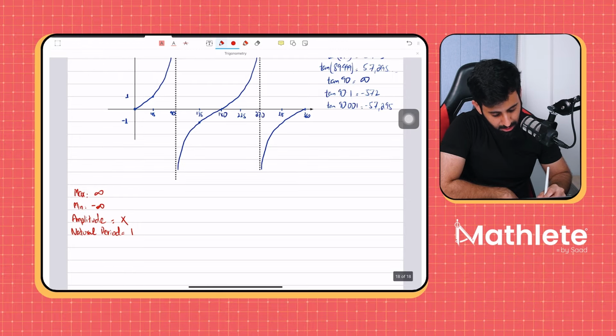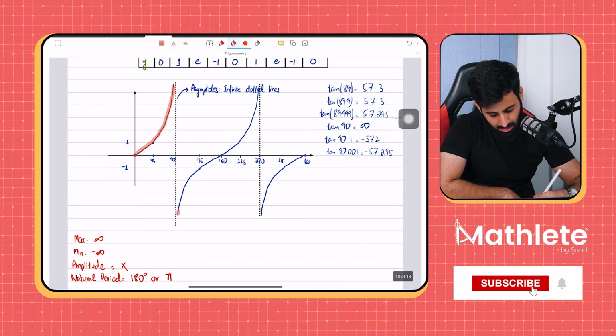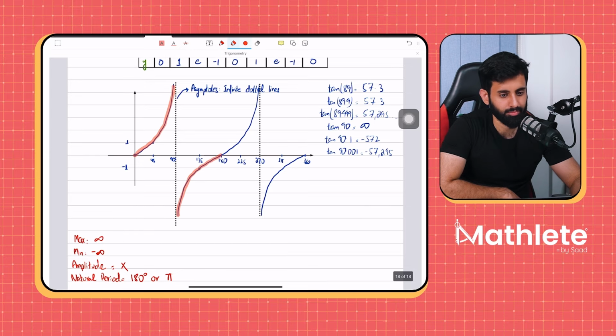What's the natural period equal to? It's equal to 180 degrees or simply pi. And why is that? That's because you can see at 180 degrees, one cycle ends, and after 180 degrees, you have the exact same pattern. There you go.